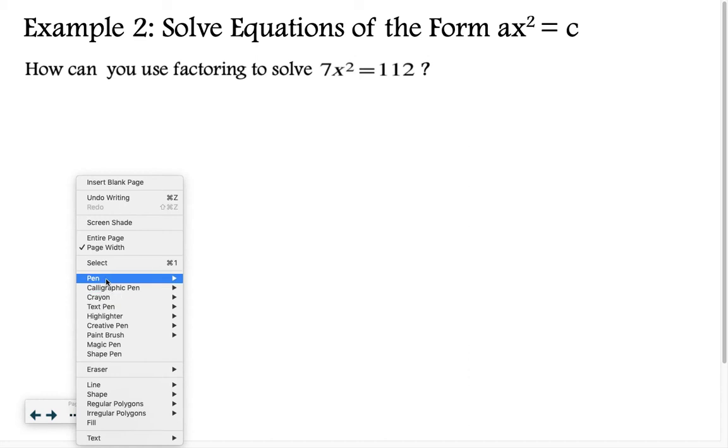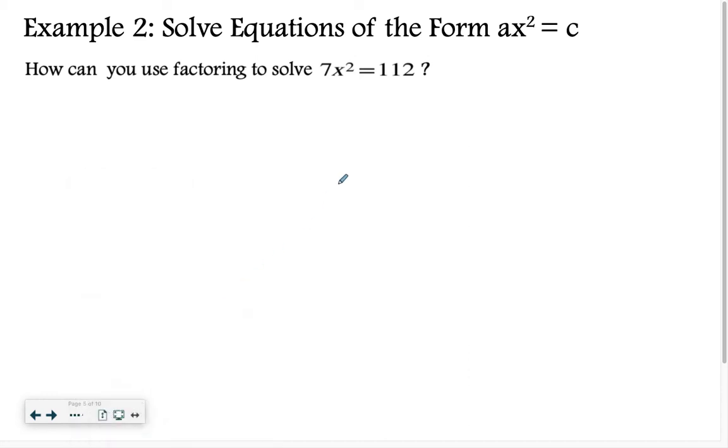All right, let's jump into example 2. How to solve equations of the form a number times x squared equals a number. So how can you use factoring to solve 7x squared equals 112? Now this might look scary, but really it's not too bad. It's very similar to what we just did.